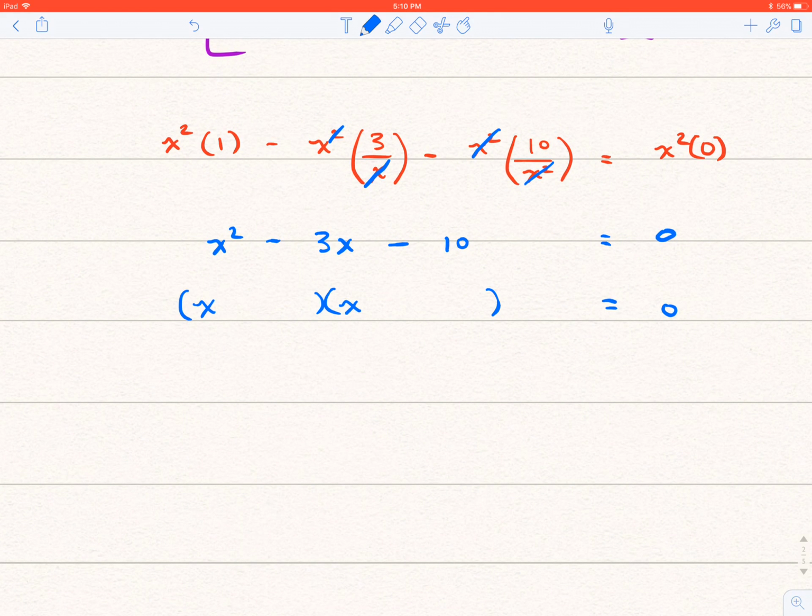So I have an x and an x. For 10, I'll use a 5 and a 2. Since I need a negative 3 in the middle, I'll make my 5 negative and my 2 positive, checking my work along the way. Go ahead and continue solving. We have x equals 5 for the first factor, or x equals negative 2 for the second factor.